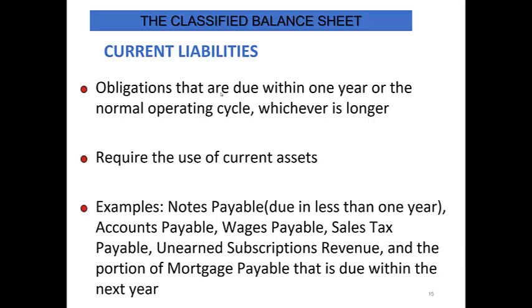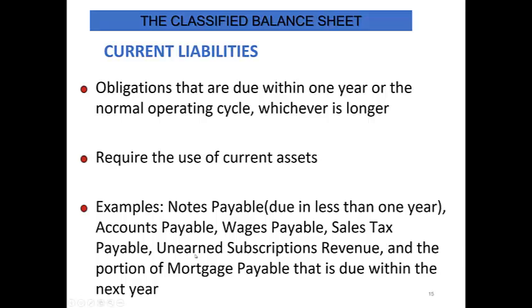To pay off current liabilities, current assets are going to be utilized. So some examples are accounts payable, wages payable, sales tax payable. And then notes payable. But you have to know the due date. Is it within 1 year? If it is, it's going under the current section. If it's not due in less than a year, then it is listed under the long-term liabilities.